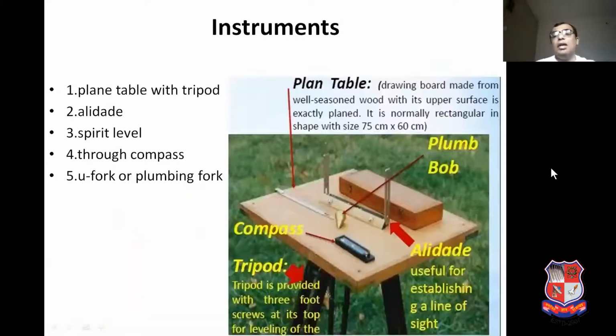Now let us see, to perform plane table surveying in the field, what various instruments are required. So basic 5 instruments are required to perform plane table surveying in the field. One is the plane table with tripod. Second is the alidade. Third is the spirit level, fourth is the trough compass, and fifth is the U fork, which is also known as the plumbing fork. Now let us discuss these instruments one by one in detail.